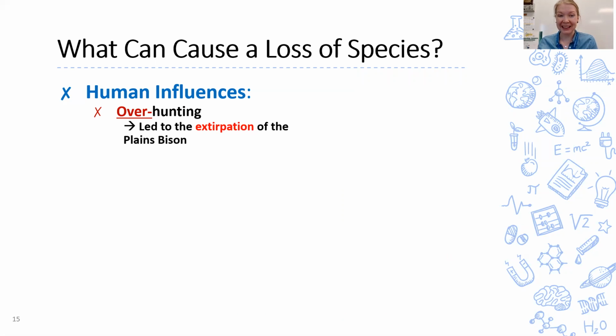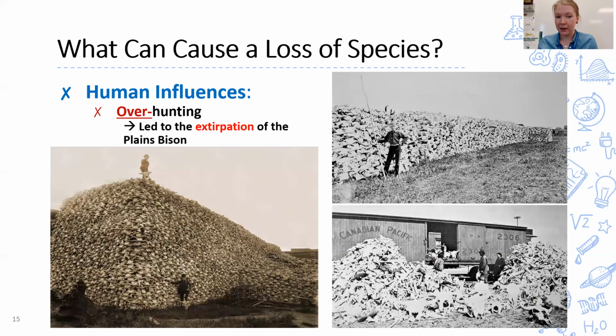Actually, overhunting led to the extirpation of the plains bison. So back in the early 1900s, the bison were hunted by the colonials in order to make the indigenous reliant on colonials for food, because the indigenous used the bison as their main source of, it was their main diet. And so by hunting these bison, like they weren't even eating the meat, they were just doing it to make the indigenous reliant on us.